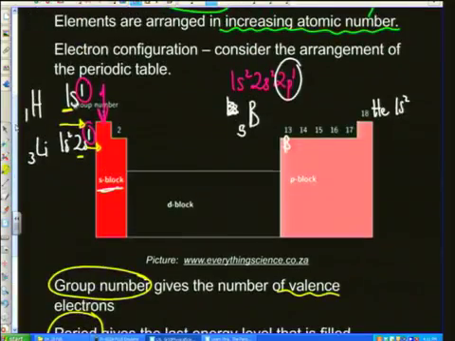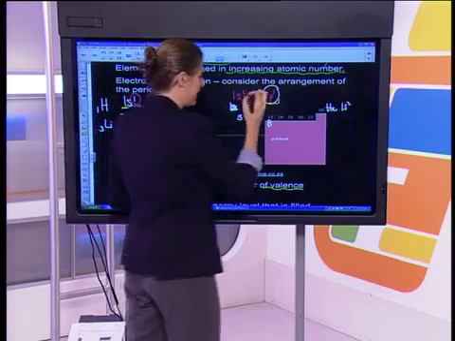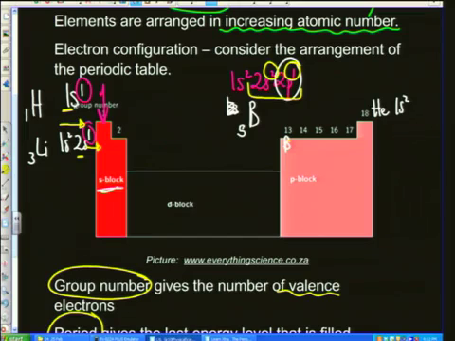Group 1 will have 1 valence electron. But hold on here, what about this one? Well, it's got 1 there, but 2 here. And this whole section would be the second energy level, which is, for boron, the final or last energy level, the outermost energy level. And what does it have? It's got 2 plus 3, which is giving us the third group, or group 13.